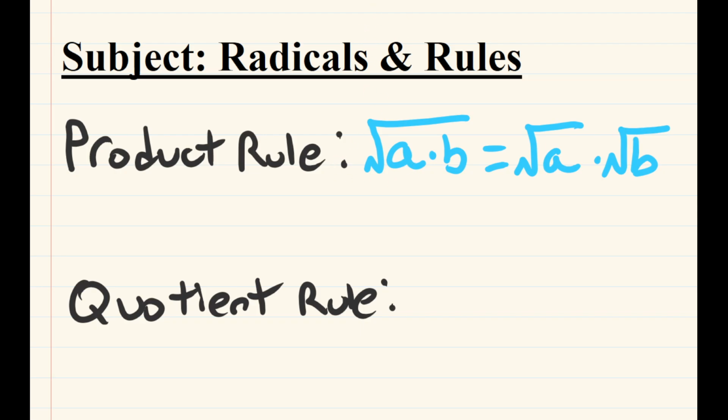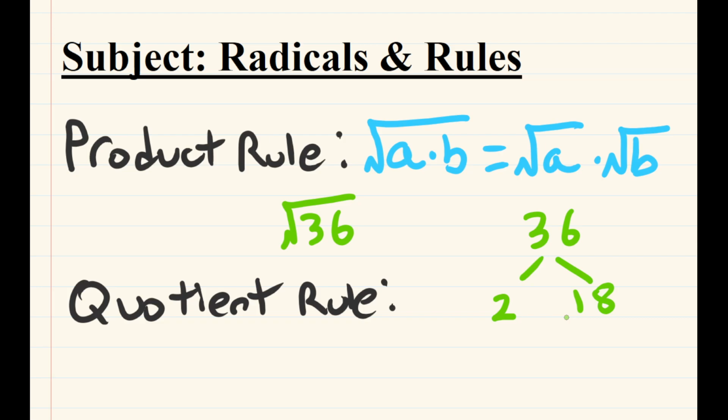This is best explained through example. Let's say we have the square root of 36. You might recognize right away that it is just 6. But let's say we wanted to solve this by applying the product rule. What are the factors of 36? Let's write down 36 right here. Well, there's 2 and 18. 2 times 18 is 36. And if you break down 18, that's just 2 times 9.